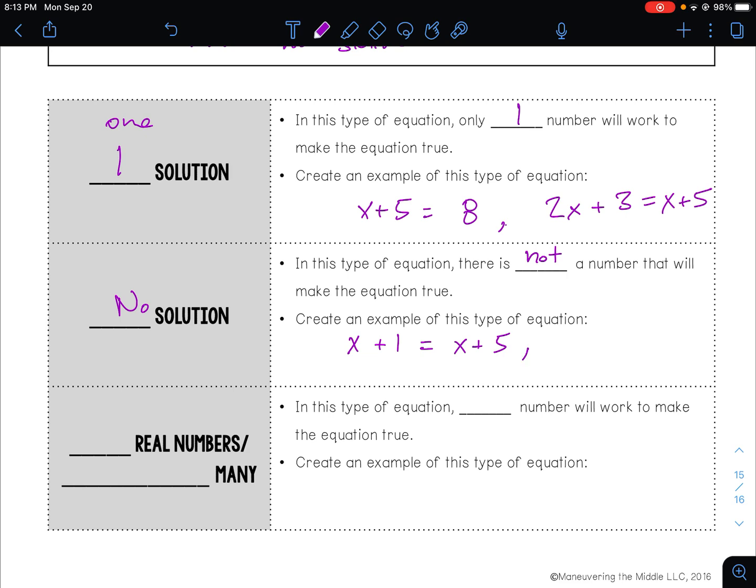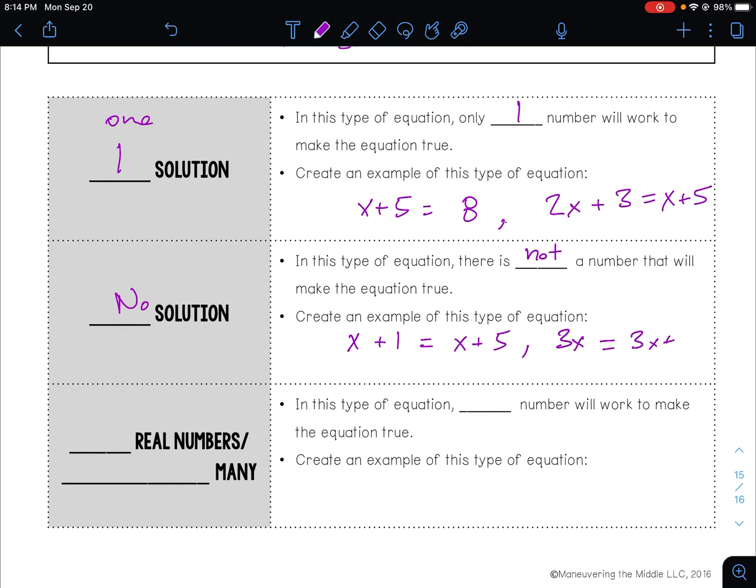How about another one? 3x equals 3x plus 5. Is there any number I can stick in to x that would make this true? No. Actually, let's do one more: 2x minus 5 equals 2x plus 8. Also no solution.